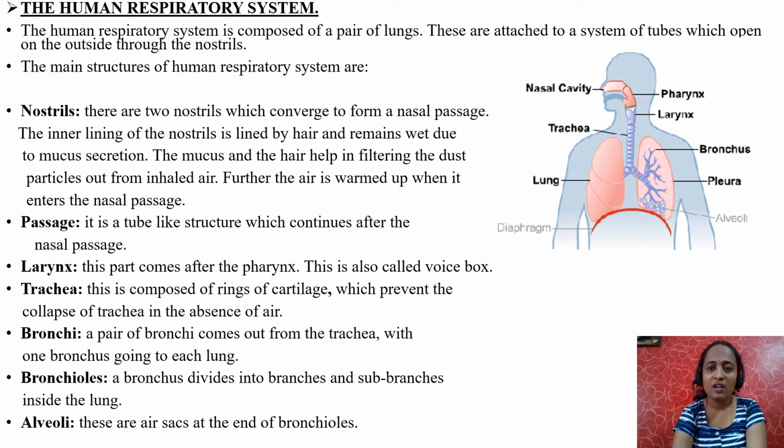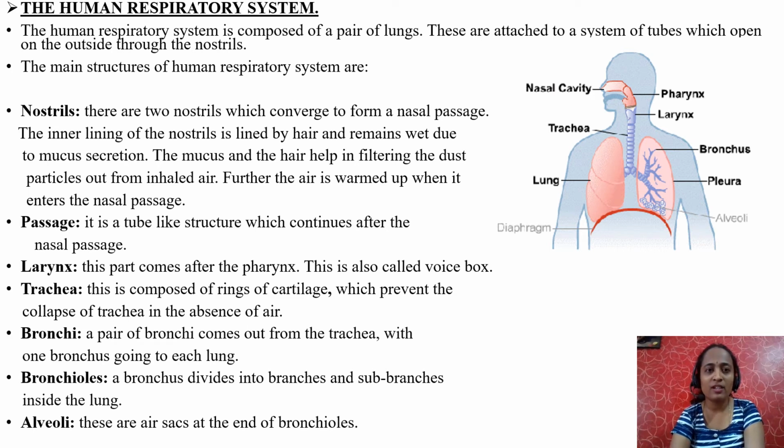Nostril cavity. Nostril cavity consists of two openings. The nose, at the end of the nose, you can see two openings called nostrils which converge to form a nasal passage. The inner lining of this nostril is lined by hairs and remains wet due to mucus secretion. Mucus is nothing but a jelly or gummy-like substance. What is the use of this mucus? The mucus and the hair help in filtering the dust particles out from the inhaled air.